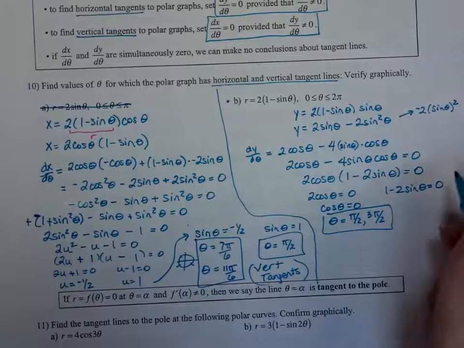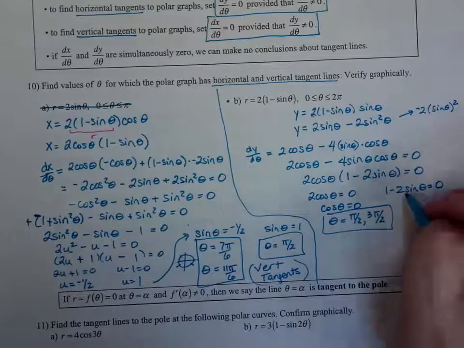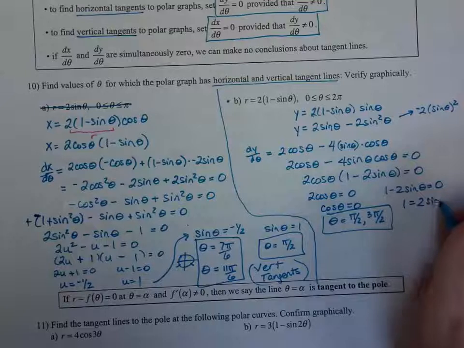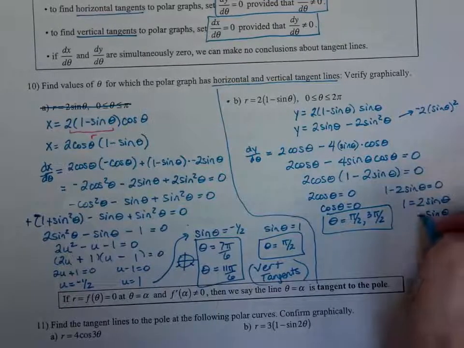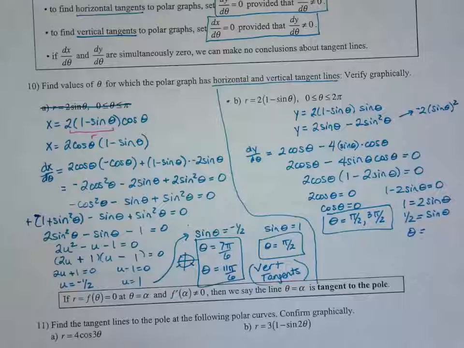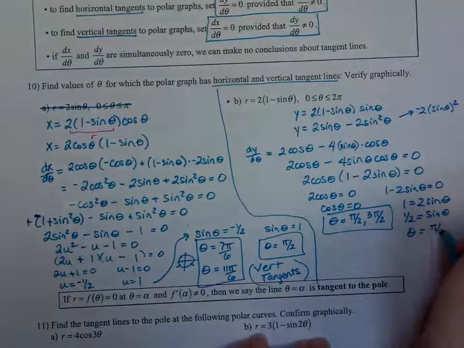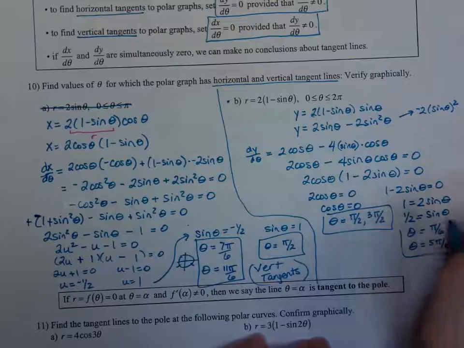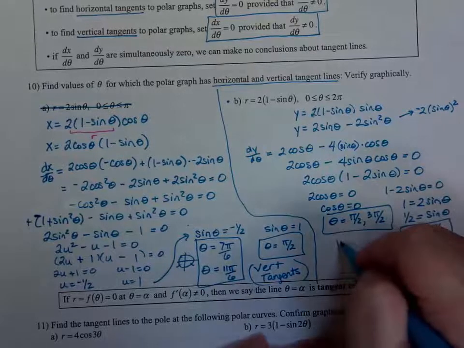I should have gone down, but that's okay. How do I move this over? So it's 1 equals 2 sine theta. Sine theta equals 1/2. Quadrant 1, what's the answer? Pi over 6. 5 pi over 6. And these are the horizontal tangents.